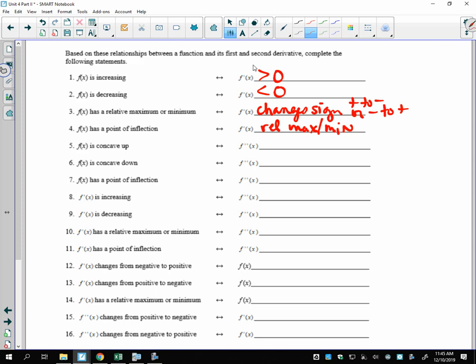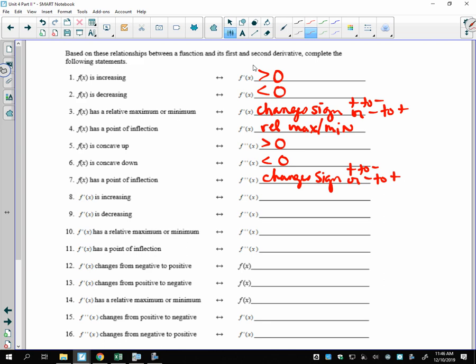What do I know when my graph is concave up about the second derivative? If my graph is concave up, I know the second derivative is greater than 0. If my graph is concave down, what do I know? The second derivative is less than 0. And if my graph has a point of inflection, then my second derivative changes sign. Positive to negative or negative to positive.